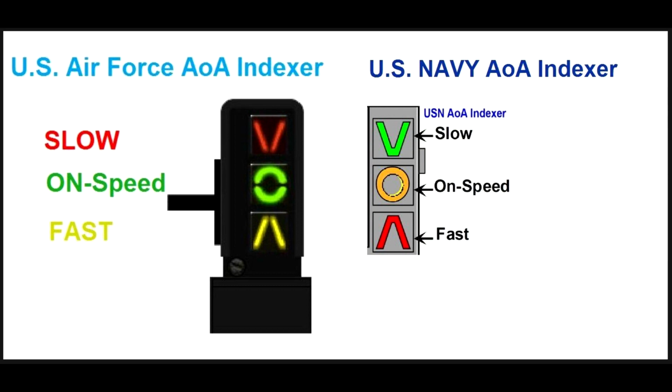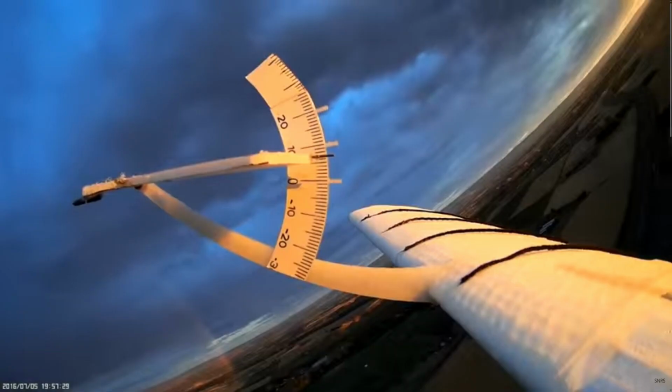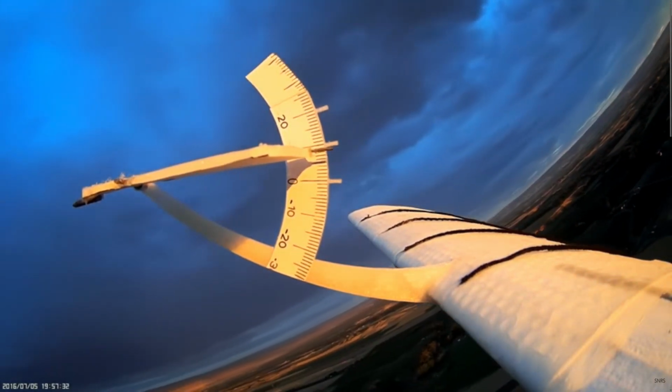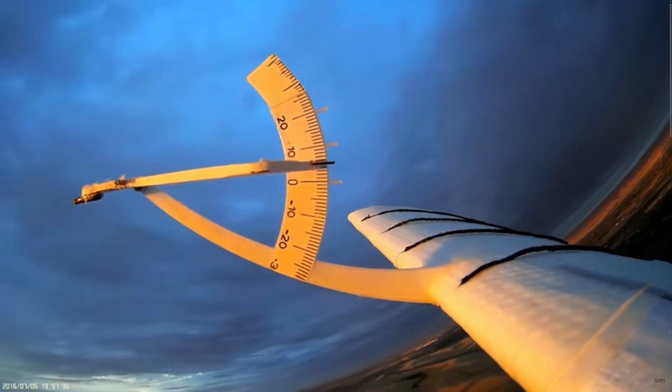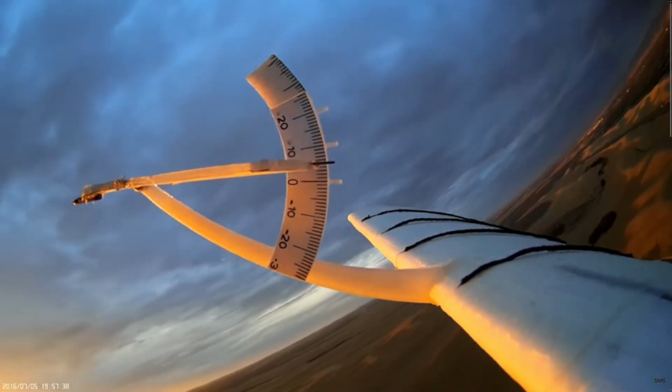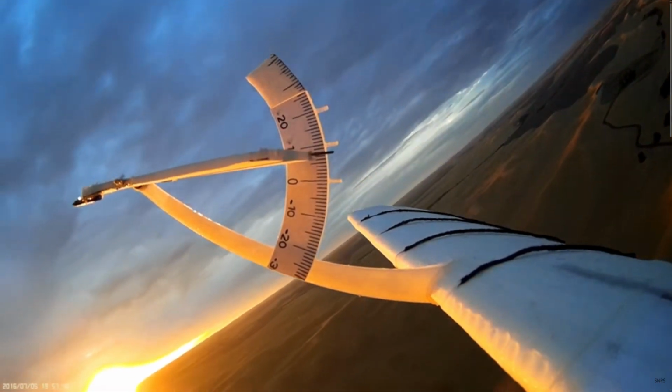We don't have a stall horn or AOA sensor on our model planes, so for most of us, our only cue is visual. Here's an experimental AOA indicator in a video made by Sam Shepard, which is fascinating to watch. He describes how he made it earlier in the video. I'll leave a link to it in the description.